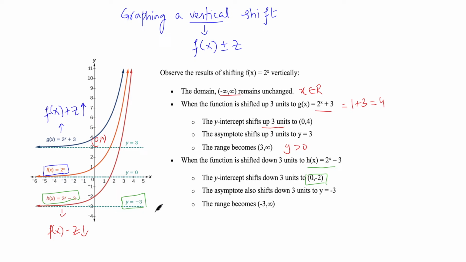I've talked about this earlier multiple times. The range is y is greater than -3. The asymptote basically gives you your range. Above or below that line will be our range. Please remember this thing.